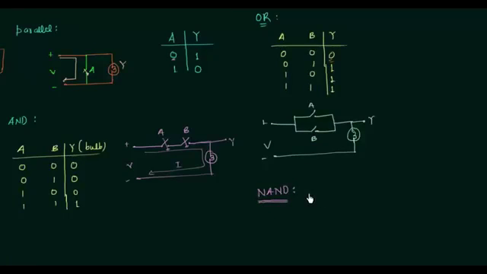The next operation is NAND operation, and you already know NAND operation is Y equals A and B, and its complement. We have to take the complement of AND to obtain the NAND.